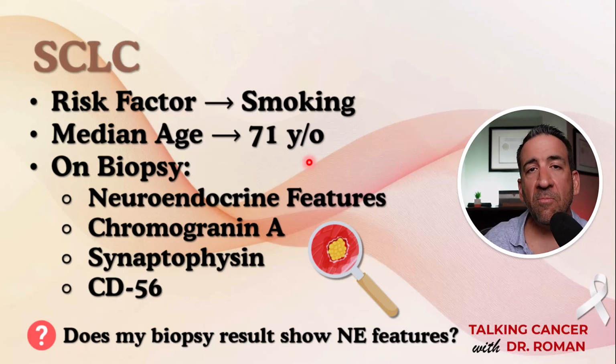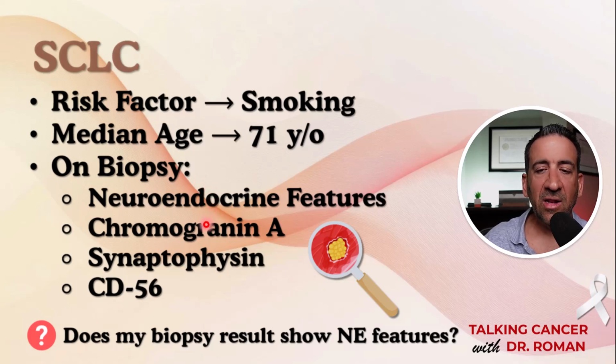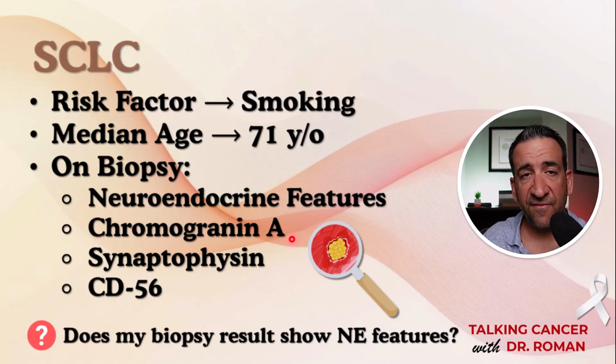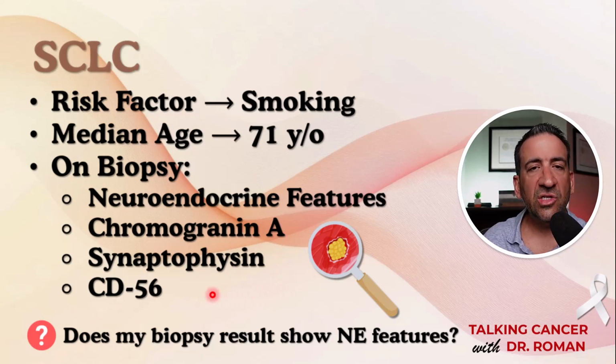Now, when you have a biopsy done, in other words, with a needle, they obtain a little piece of tissue and you look at it under the microscope, what your pathologist will see is that you have neuroendocrine features. Again, this is on the pathology result. Also, you may have a stain that's called chromogranin A, so it can stain for chromogranin A, as well as synaptophysin and CD56. So these are things that the pathologist looks at under the microscope to differentiate between a non-small cell lung cancer or a small cell lung cancer.